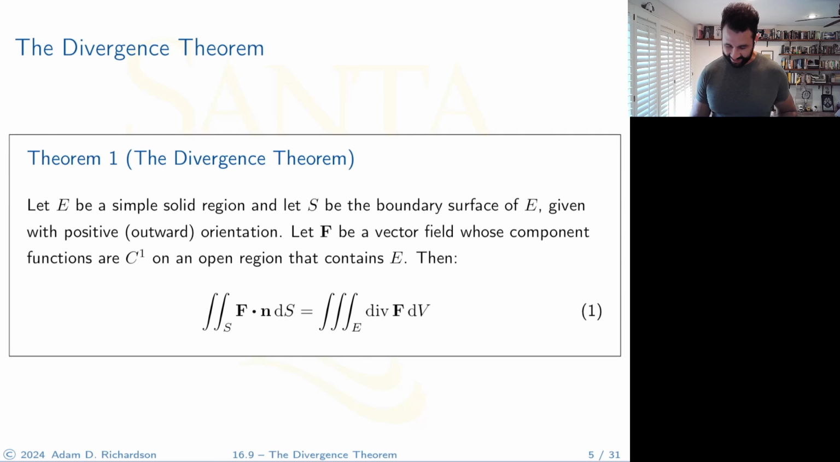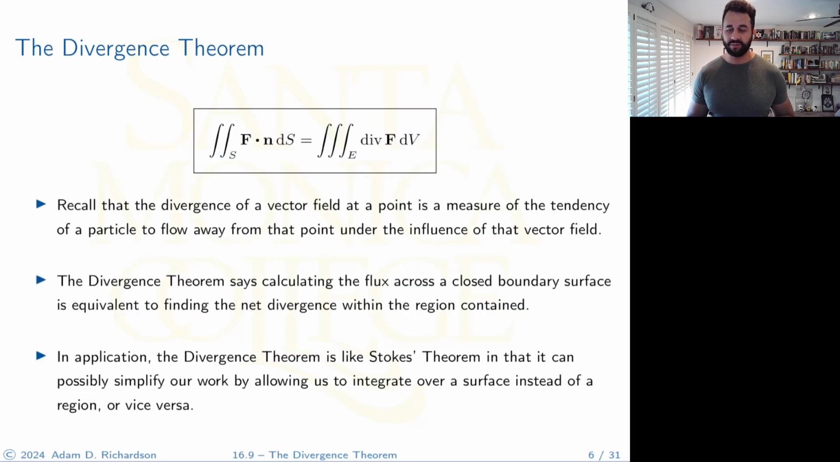Yes, indeed. If you remember what I mentioned earlier in this chapter, the divergence of a vector field is basically a measure of the tendency of a particle to flow away from that point under the influence of that vector field. It's like stuff wants to flow away or possibly flow into. That was the intuition for divergence we got earlier. So the divergence theorem is saying that if you want to calculate the flux over a closed boundary surface, that's equivalent to finding the net divergence within the region that's contained. That's the idea. So basically the same thing as the second form of Green's theorem, but in higher dimensions.